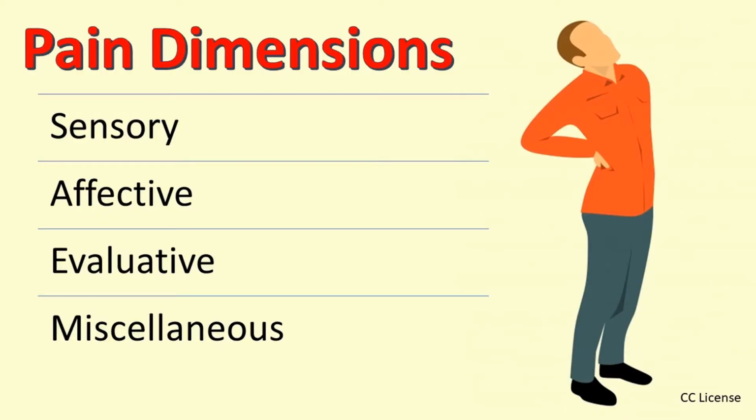Pain has a number of different dimensions. Going back to the 1960s, Melzack and Wall had identified pain as having 4 particular dimensions, and they developed the McGill Pain Questionnaire. The dimensions are a sensory dimension, damage to the body itself; an evaluative dimension, the meaning it has for the individual; an affective dimension, the emotional component; and also a miscellaneous dimension, a catch-all category for anything the other dimensions didn't pick up.